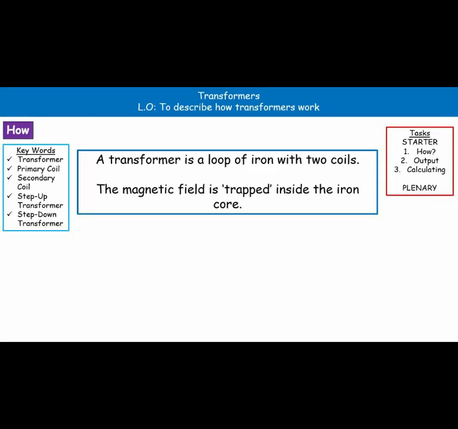So if we think back to the picture I showed you at the start of the lesson of our transformer, we've got that iron core, so it's a solid iron core. On one side we have an actual coil wrapped around it, and then we've got a second coil wrapped around the opposite side. So what we actually have here is the ability to, for want of a better word, trap the magnetic field inside the iron core. As the current is flowing through the coil of wire, it's going to create a magnetic field that's then going to be trapped within that iron core. So we've got a magnetic field right the way around the iron core.